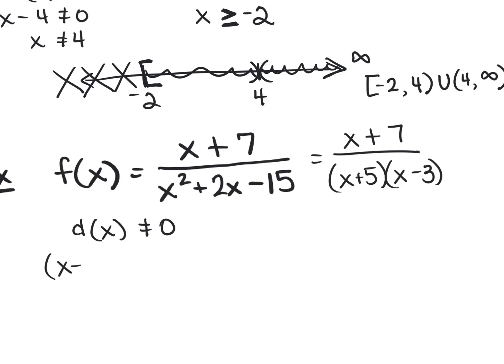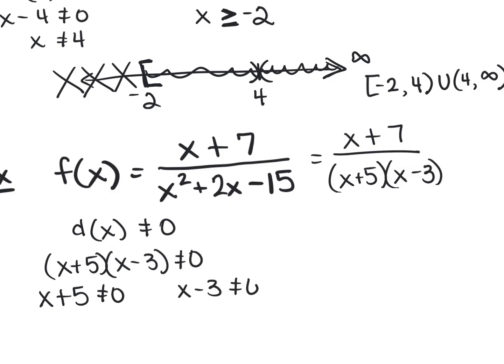So my denominator in factored form says x plus 5 times x minus 3 cannot be equal to 0. So in order to solve that, I have x plus 5 cannot be equal to 0. x minus 3 cannot be equal to 0. So I have that x cannot be equal to negative 5. I also have that x cannot be equal to the number 3.